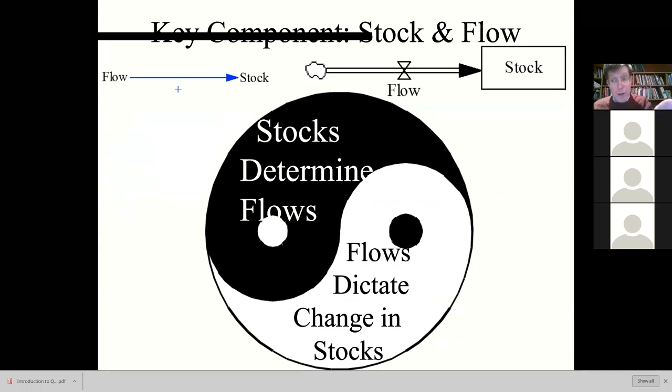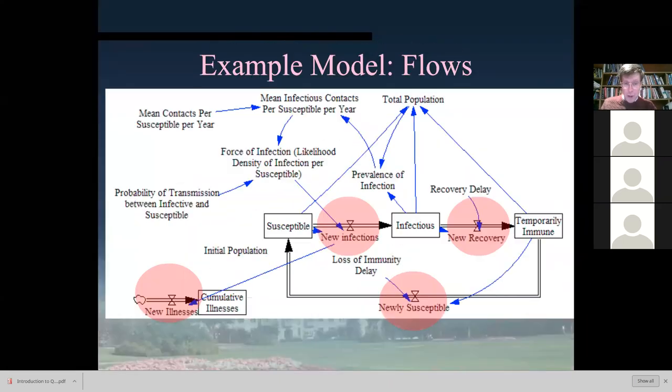I'm throwing a lot at you and hoping you can study this lecture. By contrast, stocks determine flows. And this is where I got ahead of myself. Look, to illustrate this point, that it's not merely flows drive stocks, but stocks drive flows, consider recoveries. Let's consider that case, okay?